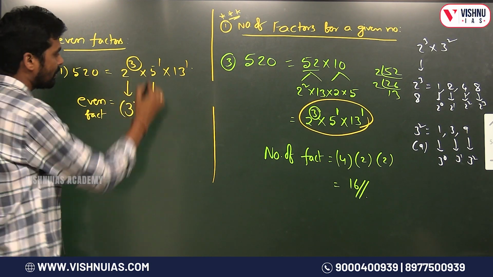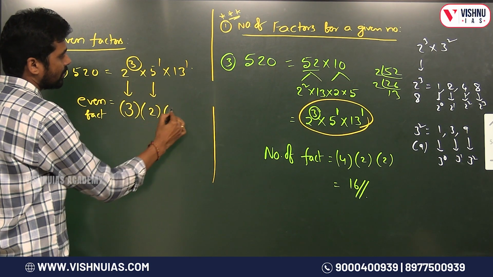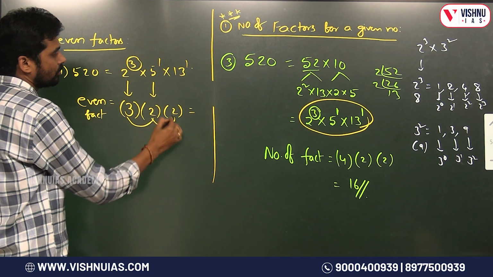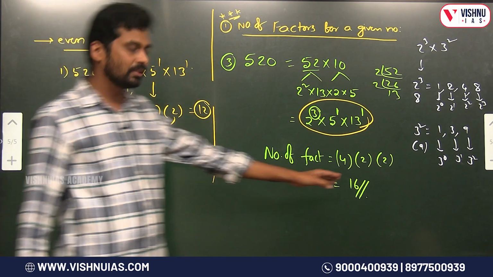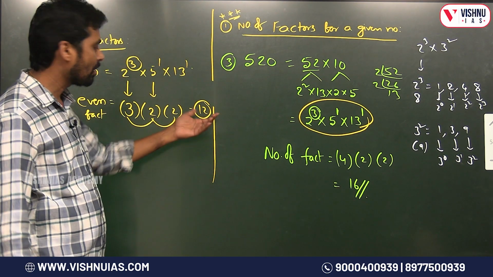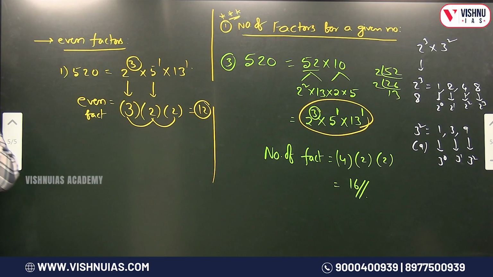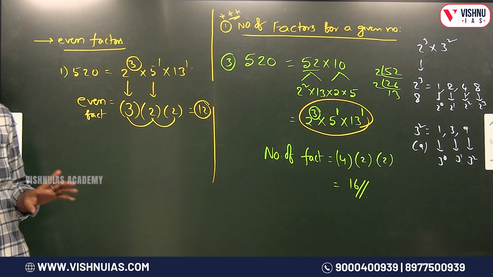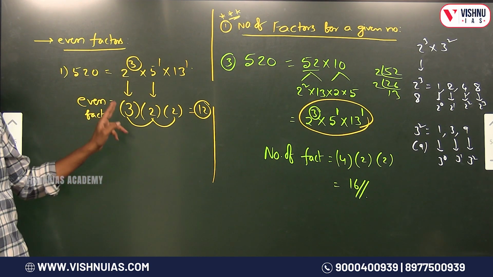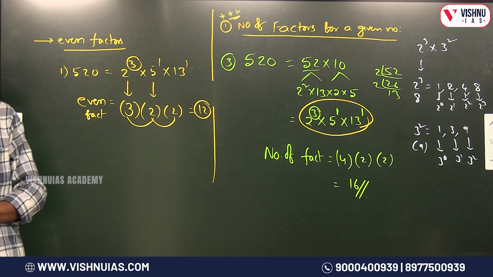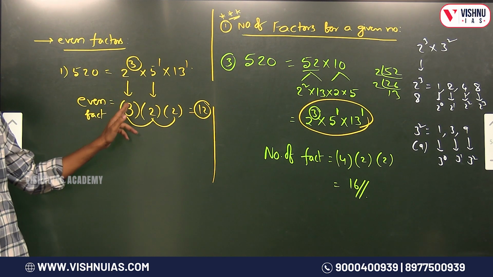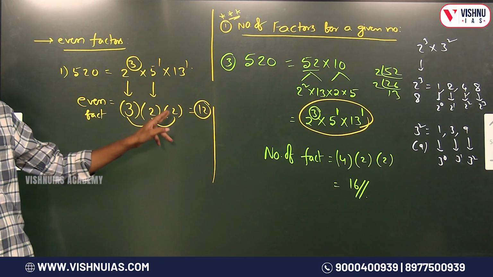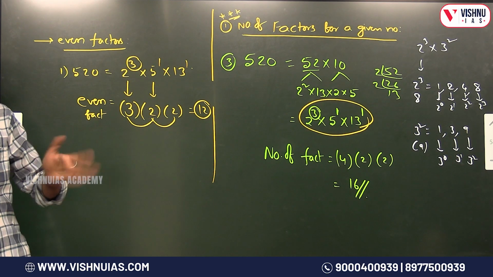Same procedure: 1 plus 1 is 2, 1 plus 1 is 2. So finally 3 2s are 6, 6 2s are 12. See, there are 16 total factors, and out of 16 factors, 12 are even factors. So it's very simple. Again, you first write the given number as a product of prime numbers. Then instead of adding plus 1 to each power, you take the power of 2 directly without adding anything, and for the rest of the numbers add plus 1, same as the previous one.